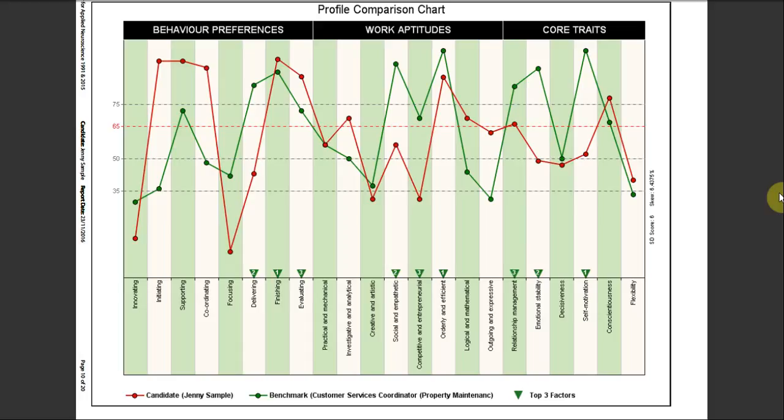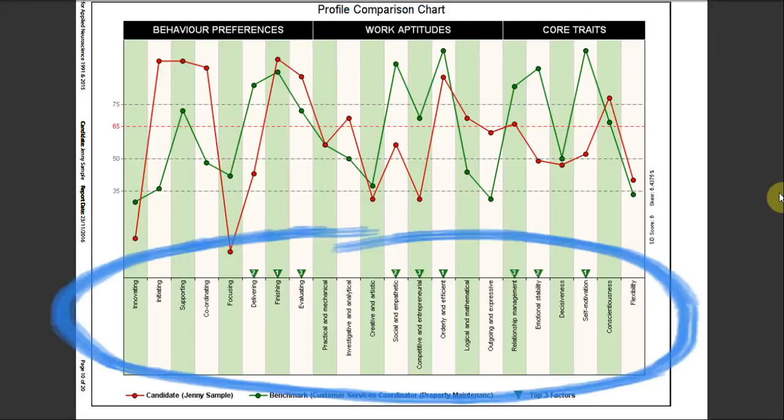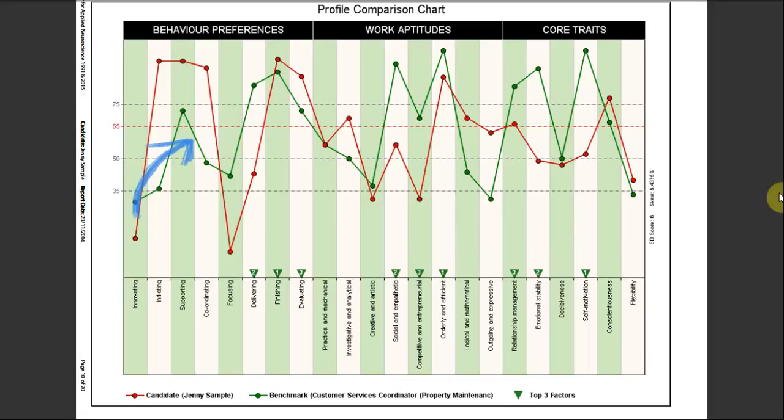Section 4. As well as the Prism map which we have already looked at, Section 4 also contains the profile comparison chart. The chart is divided into 3 distinct areas: behavioural preference, work aptitudes and core traits, with the dimensions for all of these areas shown at the bottom. As always, the green line represents the benchmark and the red line the candidate. The top 3 factors determined by the benchmark are shown by the green triangle.